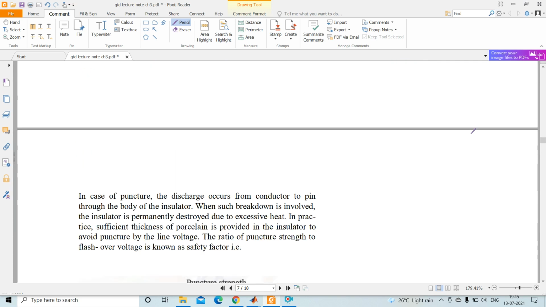In case of puncture, the discharge occurs from the conductor to the pin through the body of the insulator. When such a breakdown is involved, the insulator is permanently destroyed due to excessive heat. So in practice, sufficient thickness of porcelain is provided in the insulator to avoid puncture by the line voltage.